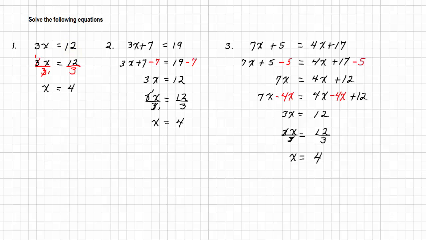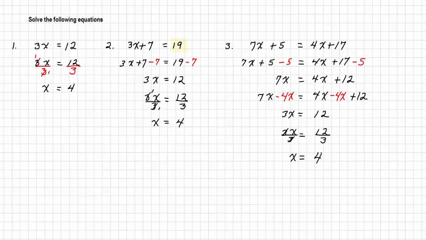In question number 2, again, you substitute x equals 4 into the left side. You multiply it by 3, which gives you 12, and then you add 7, which gives you 19, which again is equal to the right side, which confirms that the answer x equals 4 is correct.